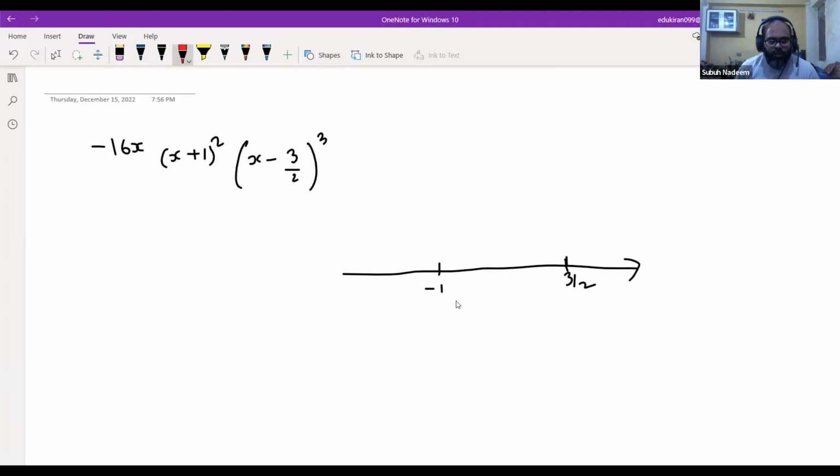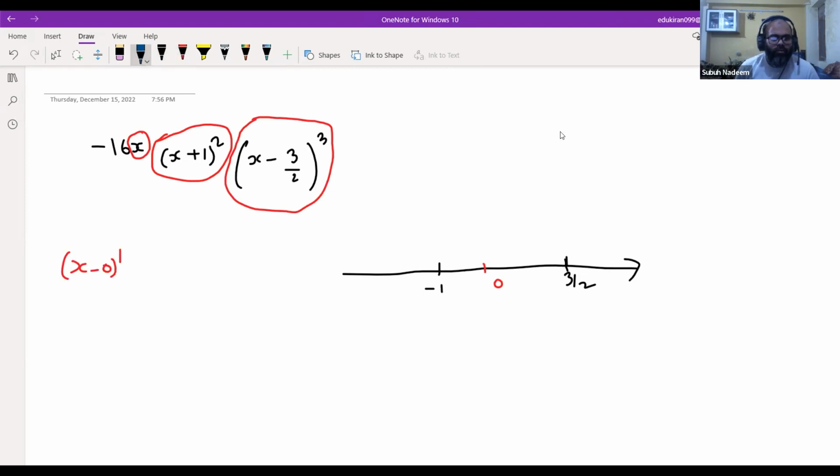Won't it become 0 at 0 also? Because this is also a factor, no? Yeah, this is a factor. X is not a constant, it is a factor. So it is actually x minus 0 to the power 1. So when you now plot it, what will happen?